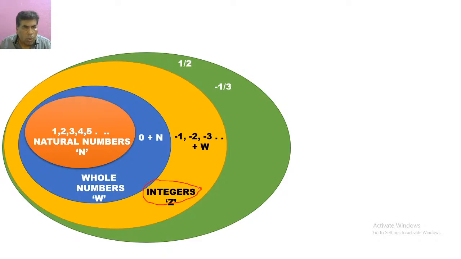Next, if we add fractions like 1 by 2, minus 1 by 3, 0.5, 0.3456, like these numbers, if we add to integers, like p by q numbers, so then what will come? Rational numbers, Q will come.